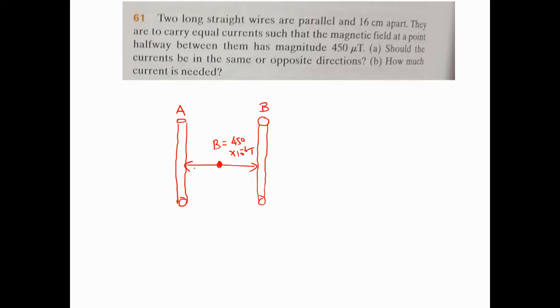Opposite. Very good. Why? What's the reason? Because they are opposite, there is a magnetic field. If the current is moving in the same direction, there will be no magnetic field between the wires. Am I right? But here they clearly mention you have 2 wires carrying the same current, and the distance between the 2 wires is 16 centimeter, and you have some magnetic field at half of the distance.